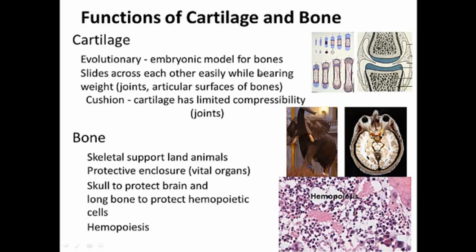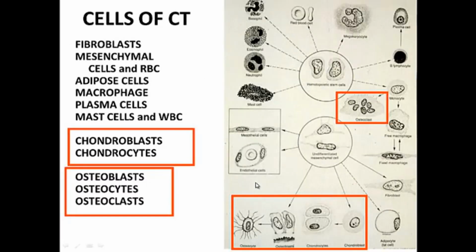So cartilage is a structural support, but also in the adult you see it as slippery, slimy, so that it can allow movement in joints. And then bone is a major supporting structure of the body.